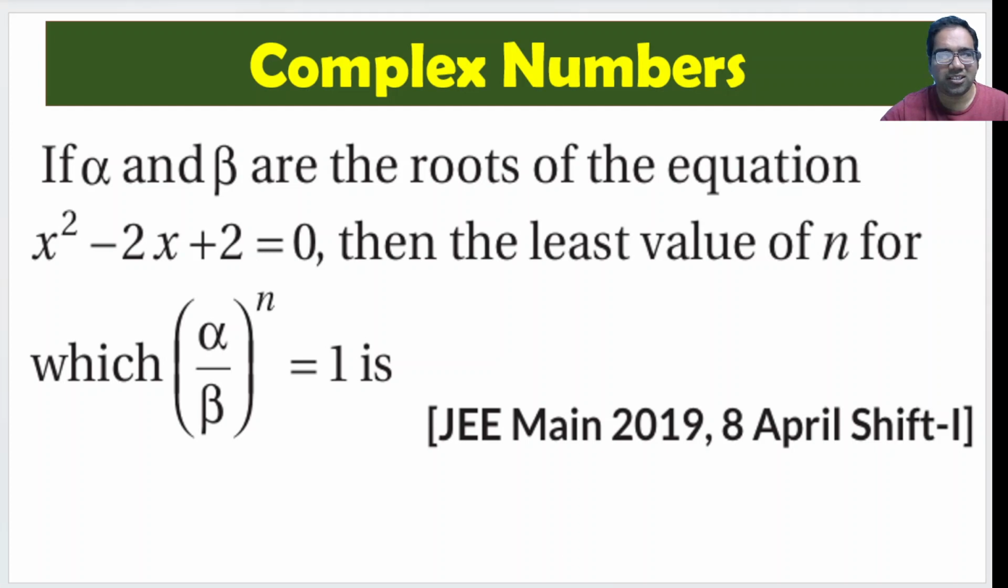Hi friends, in this problem we are given the equation x square minus 2x plus 2 equals 0. Then what is the least value of n for which (alpha by beta) whole power n equals 1, where alpha and beta are the roots of this equation? First let us find the roots of this equation. Then we will try to find out (alpha by beta) whole power n.